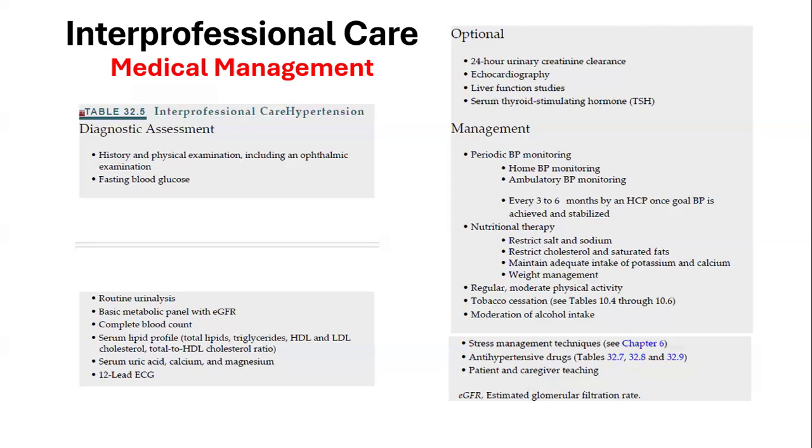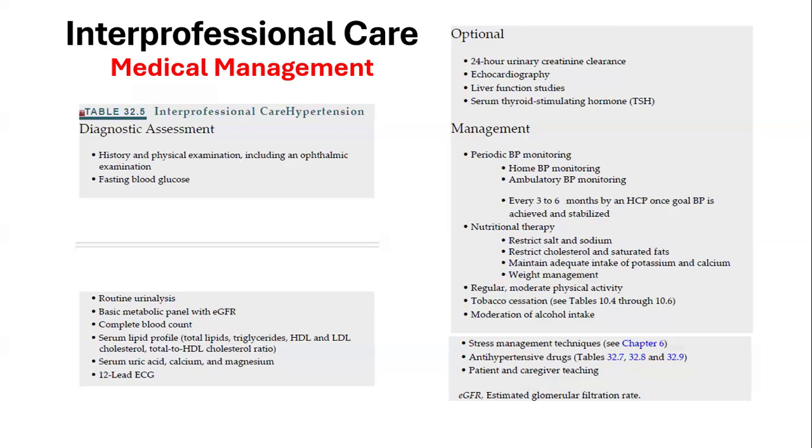For the management of patients with hypertension, usually they will ask for periodic BP monitoring. They will ask the patient to monitor their BP at home, and also in the outpatient department, and also every 3 to 6 months with a healthcare provider once goal BP is achieved and stabilized.